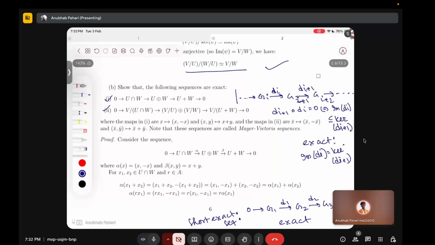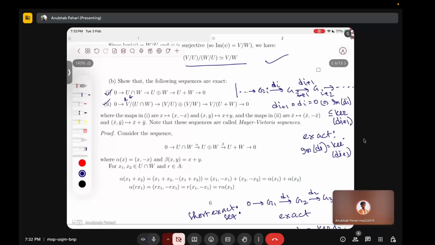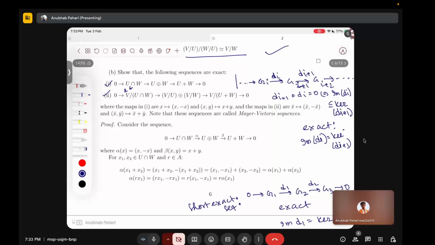So maps are given by this. The maps in 1 are given by x going to (x, -x), where x belongs to U intersection W, and (x, y) going to x plus y. And we'll talk about 2 later. So first focus on 1. These are 2 maps.